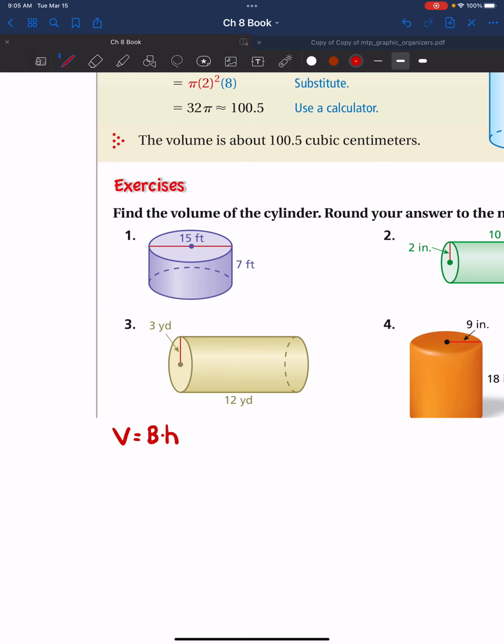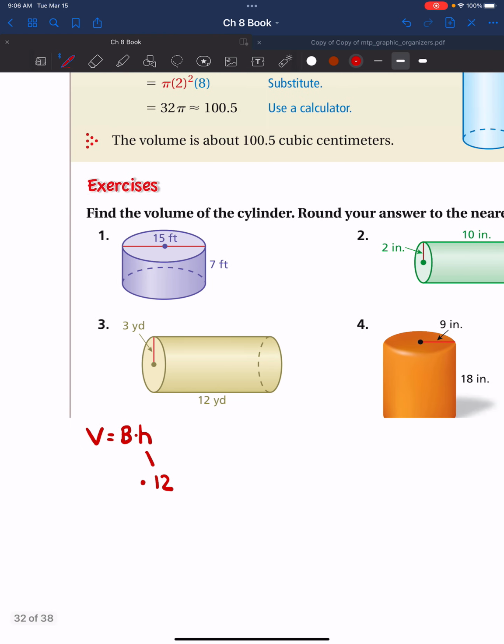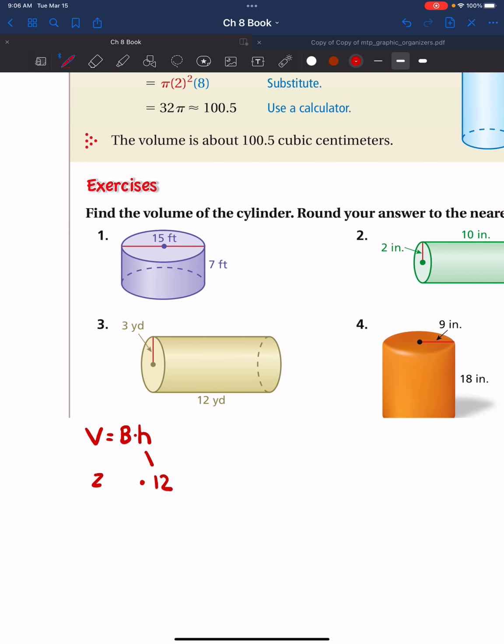All right, now we plug in the things we know. We are looking for volume. I know the height is 12, and I know I can find big B. Big B is the radius squared times pi. Radius is 3. 3 squared is 9. 9 times pi, I've got my calculator. It is 28.27, so I'm going to round that to the nearest tenth because that's what the directions say to do, is round to the nearest tenth. So I'm going to say that's 28.3.